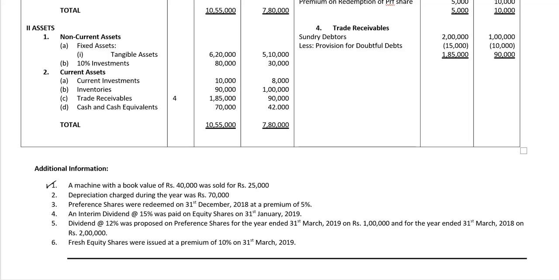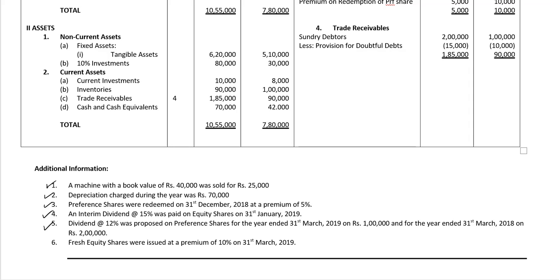First point, a machine with a book value of rupees 40,000 was sold for rupees 25,000. Second point, depreciation charge during the year was rupees 70,000. 3. Preference shares were redeemed on 31st December 2018 at a premium of 5%. Point 4. An interim dividend at 15% was paid on equity shares on 31st January 2019.